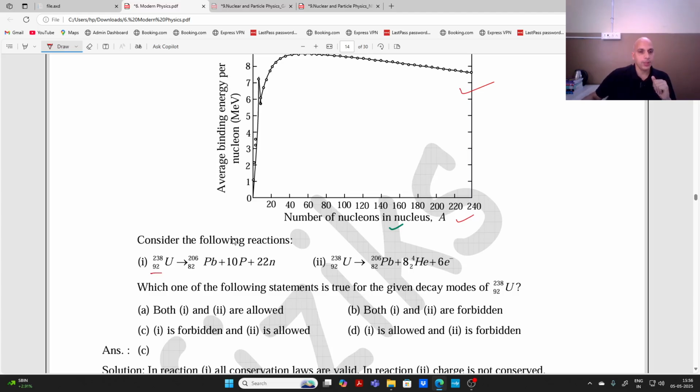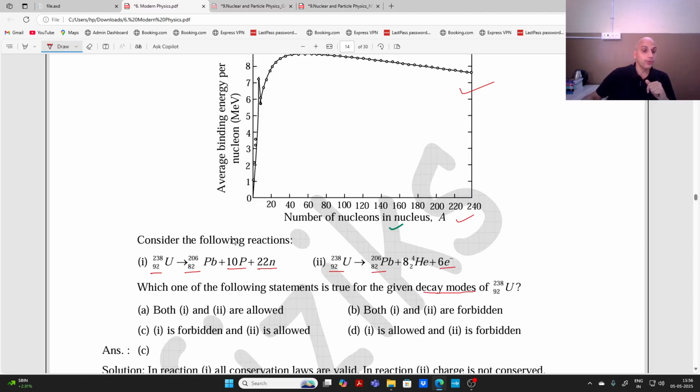Uranium 92, 238 converts into lead 82, 206 plus 10 protons plus 22 neutrons, and the second reaction is also given. Here we have 6 electrons. Which of the following statements is true for these two decay modes? Both 1 and 2 are allowed, both 1 and 2 are forbidden, one is forbidden and the second is allowed, or the same thing reversed.